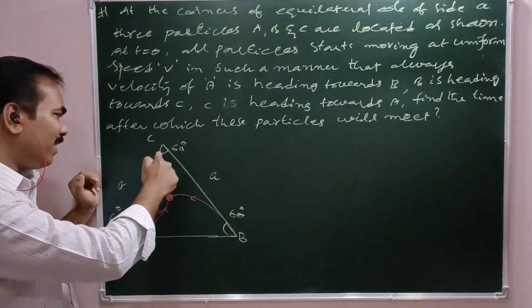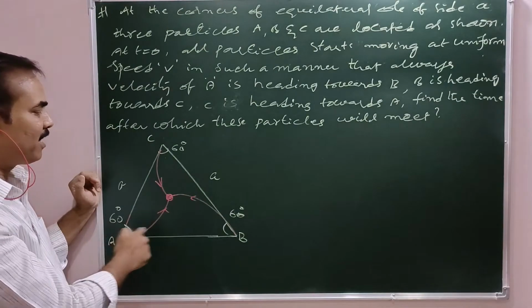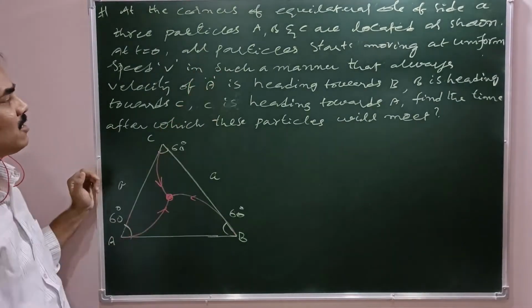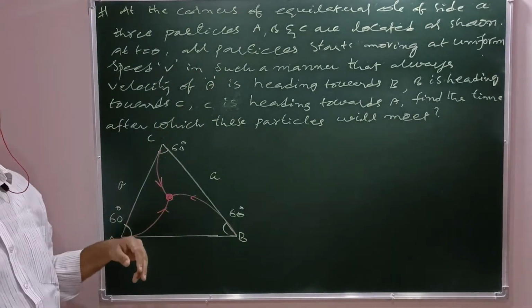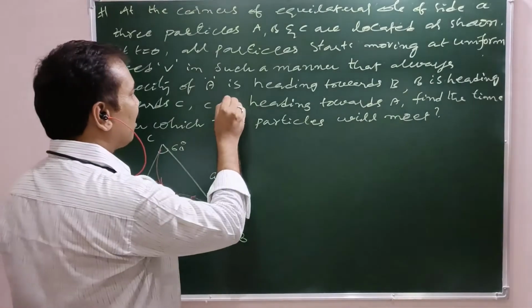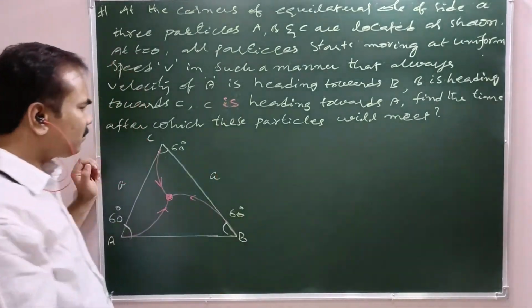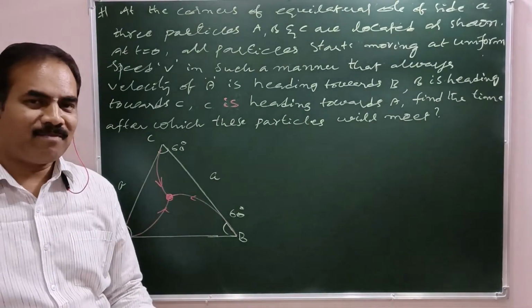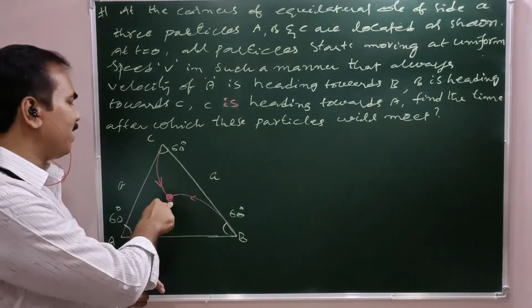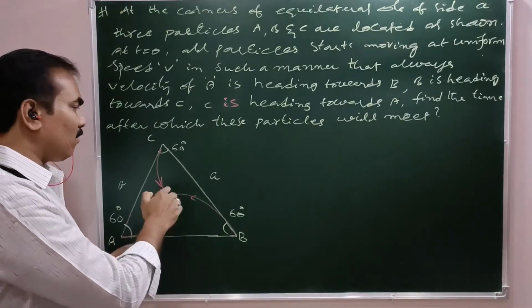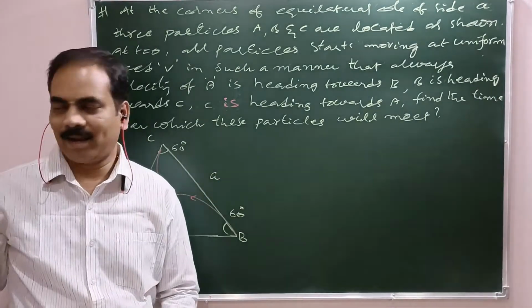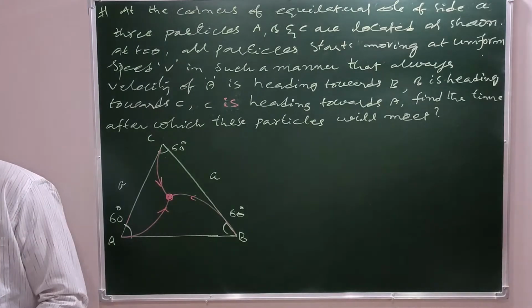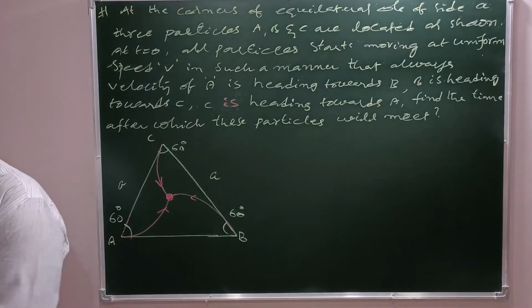Now see, what is the vertex angle? At each vertex it is 60 degrees, 60 degrees, 60 degrees. Why? Because it is an equilateral triangle. Now the question is, after what time will all of them meet together? What is the time taken to meet at the centroid? Okay, now let us see.